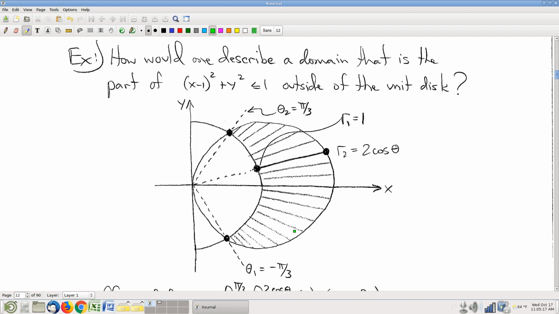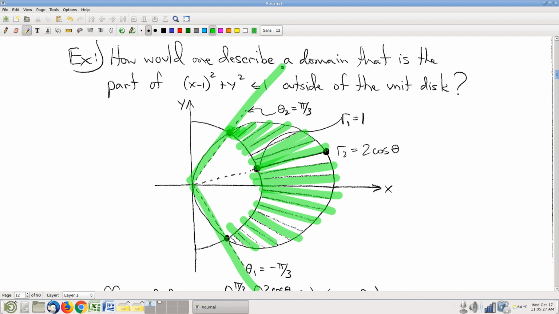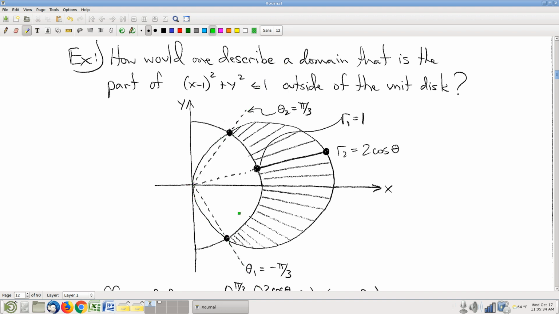In polar coordinates, this is what your slices look like, from a starting point to an ending point. How do we know where those ending points are? Well, we just have to do the appropriate algebra, figure out where, for example, that point is. There are a couple of different ways that you can do that, but once you know where that point is, then you can find the value of theta.